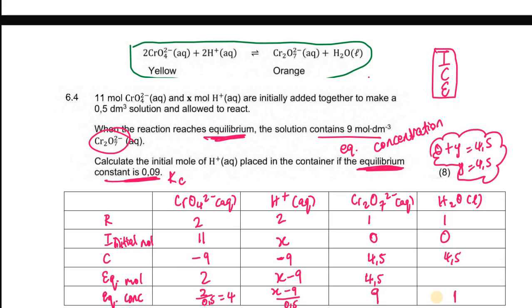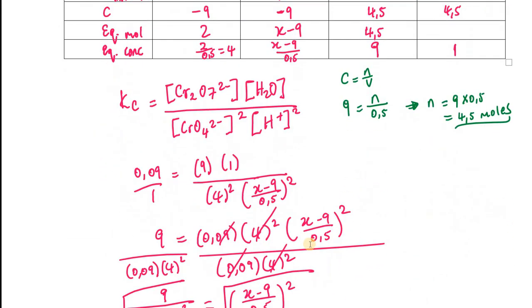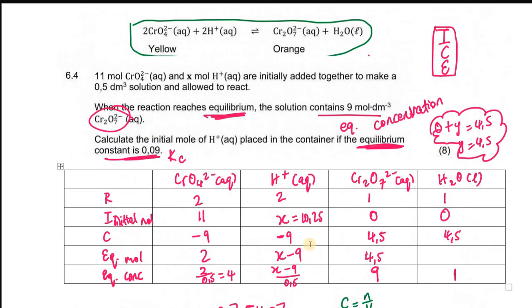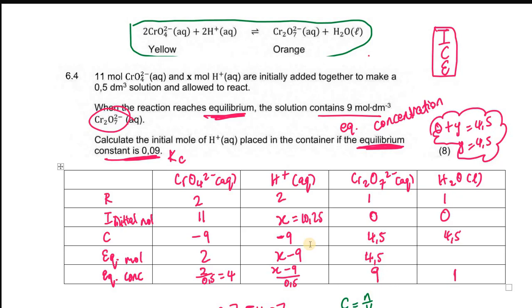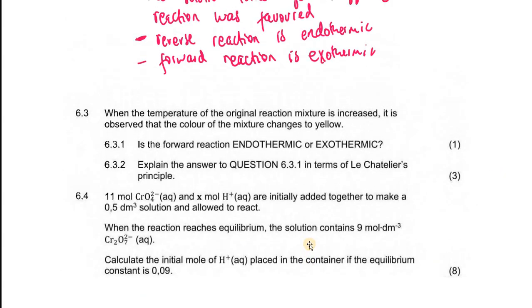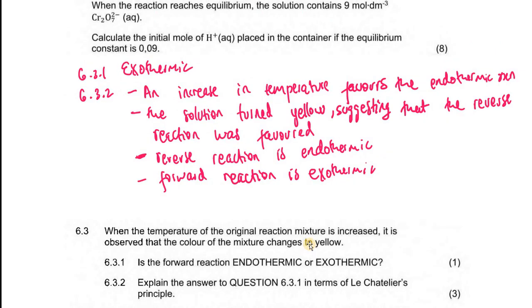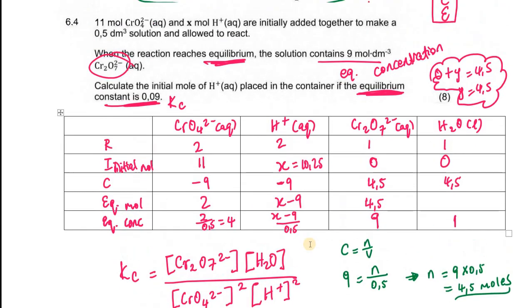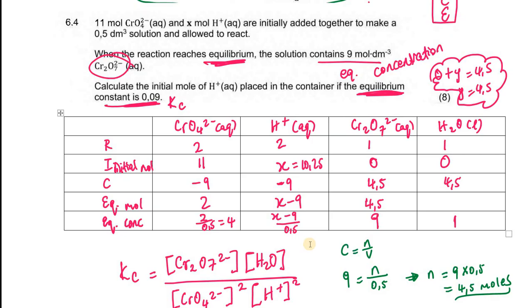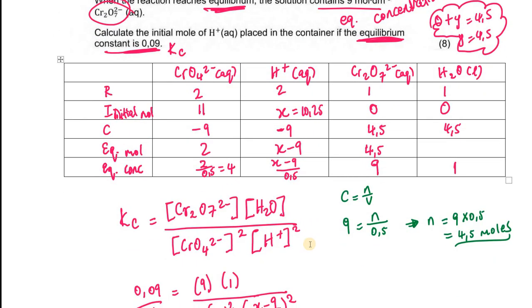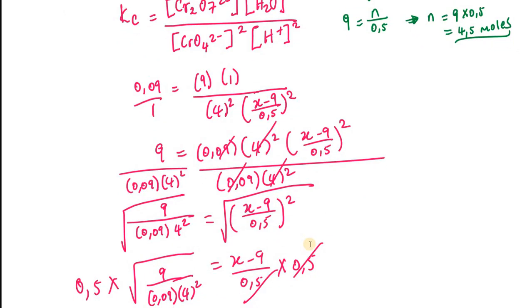These are the initial moles of the H plus ions that were there. They were 10.25 moles. I hope that was clear, guys. Very good. The more you do these questions, the more you realize that these things are actually quite easy. If you just use this method that I taught you, you are guaranteed to have your 8 to 10 marks.